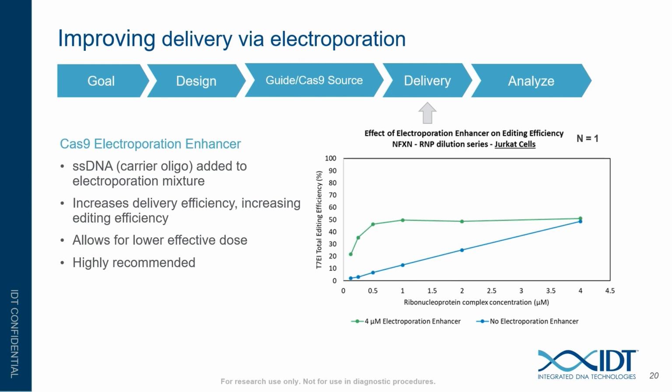On the right is an example of how this behaves at one site in the two-cut cells. The blue line represents the RNP delivery without the electroporation enhancer and shows a linear increase in editing efficiency with an increased dose of RNP up to 4 micromolar. In contrast, when using the electroporation enhancer, we can achieve the maximum editing efficiency at a much lower dose, in this case at 1 micromolar of RNP. Using a lower effective dose can reduce the off-target events and also lowers the reagent cost. The use of the electroporation enhancer is something that we highly recommend in all experiments.